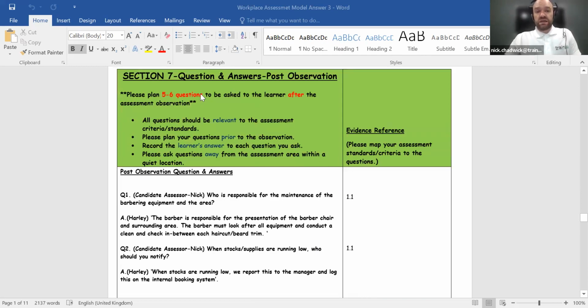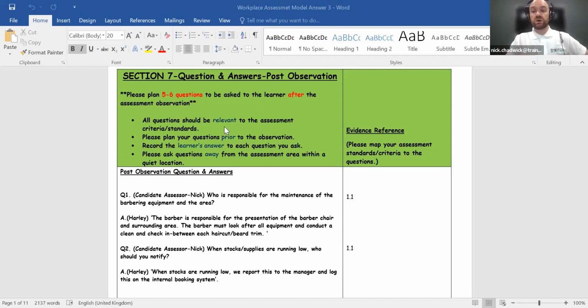Section 7 is the Q&A section. This is to be asked to the learner post observation. So please do plan somewhere between 5 to 6 questions to be asked to the learner after the assessment observation. So we have observed the learner, in this case, cutting the hair of a customer, and now we are going to ask 5 to 6 questions to Harley regarding the assessment. So we're not telling Harley the result yet.